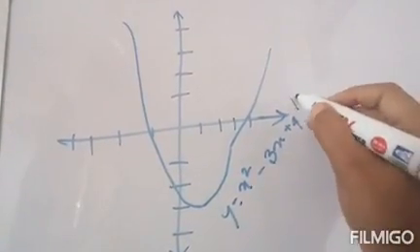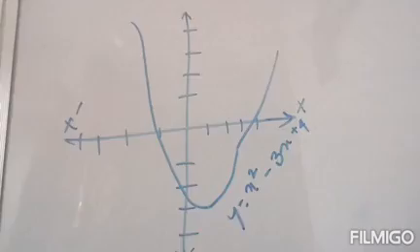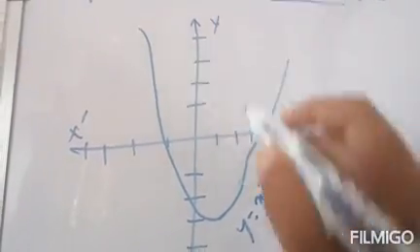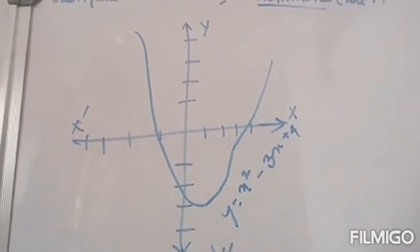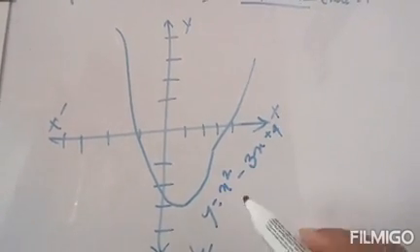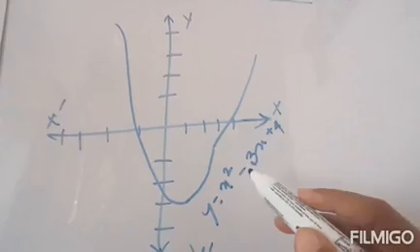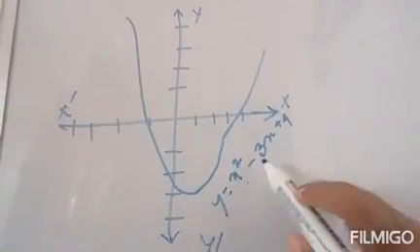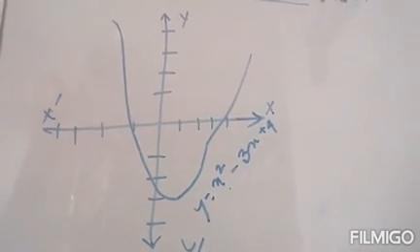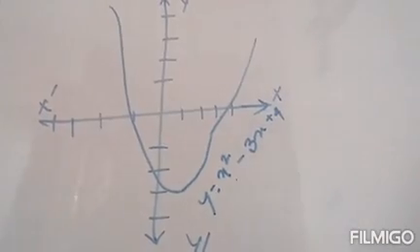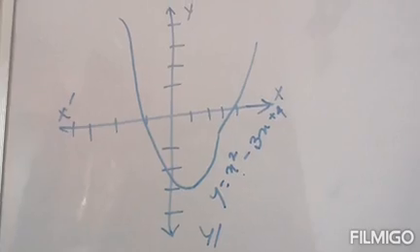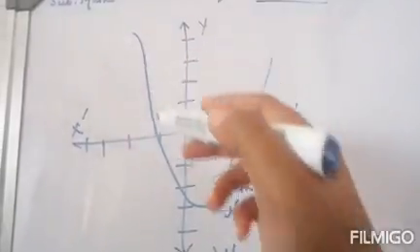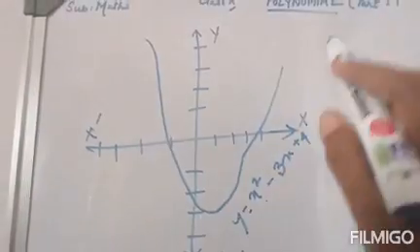Another graph. Let this be the x-axis, x dash representing negative x, this is y, and this is negative y. Let the equation of the polynomial be x square minus 3x plus 4. Now this is of degree 2, which means this is a quadratic polynomial, right? Its graph is known as a parabola.